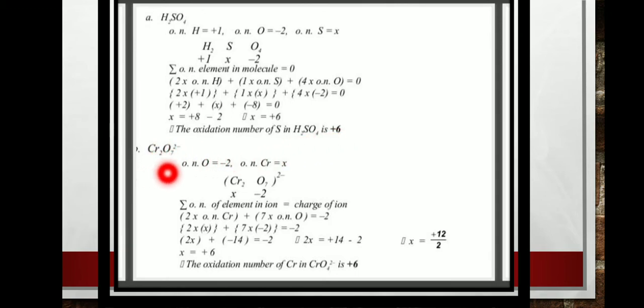Next, Cr2O7 2 minus. How many chromium? 2 chromium. And how many oxygen? 7. It's a polyatomic ion. Therefore, charge minus 2. 2 into X, to find chromium, therefore consider X; 7 into minus 2, therefore minus 14. 2X plus minus 14 equal to minus 2, therefore X equal to plus 6. Therefore, the oxidation number of chromium in Cr2O7 2 minus is plus 6.